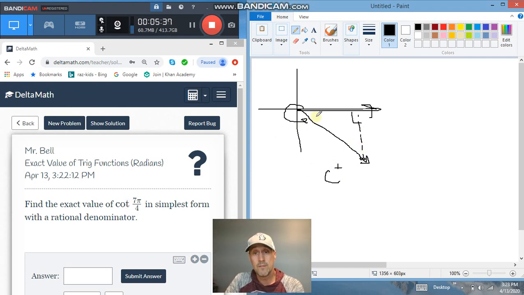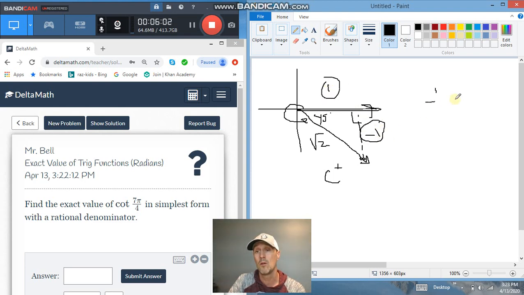For this one, 45 degrees is the reference angle, and our 45-45-90 relationship is now going to be set up. 1, 1, square root of 2. This is negative, that's going to be positive. So what's cotangent going to be? Instead of being opposite over adjacent, like tangent, I'm flipping that over. I'm going to do adjacent over opposite. So it's going to be 1 over -1. So the answer is -1.